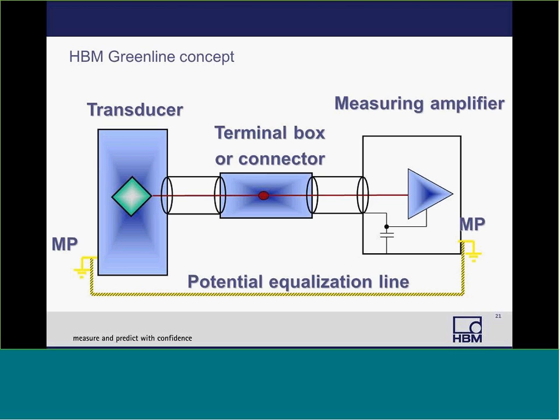So a solution to that is to connect the transducer and amplifier with a potential compensation line. Usually we would recommend a highly flexible stranded wire of 16 millimeters squared copper. Alternatively, you could separate the shield on one side and bridge with a disc capacitor.